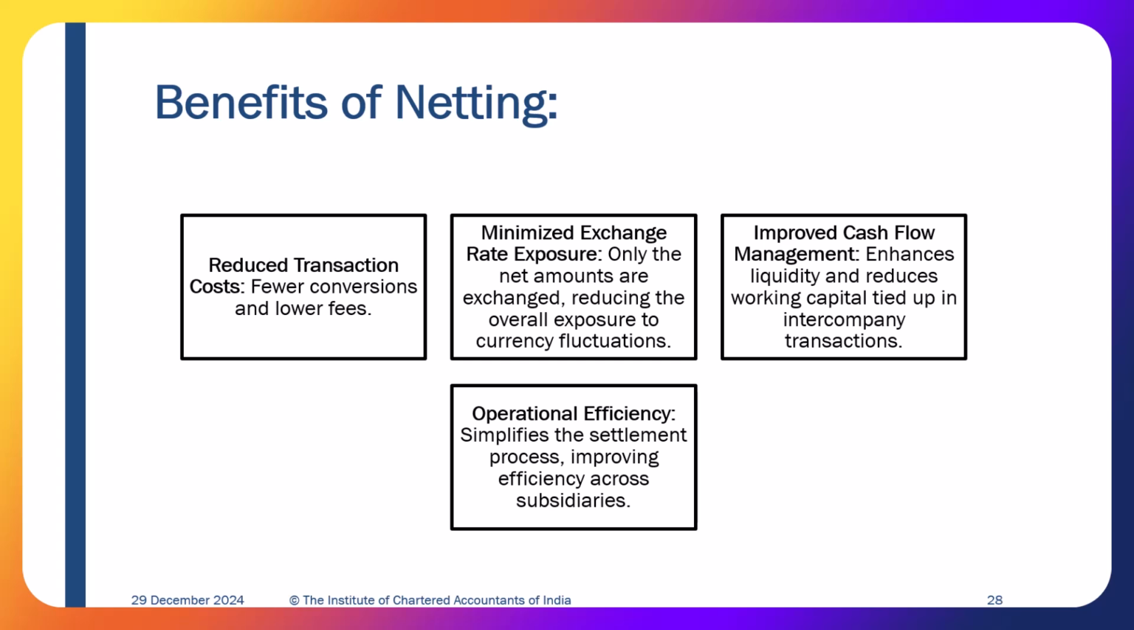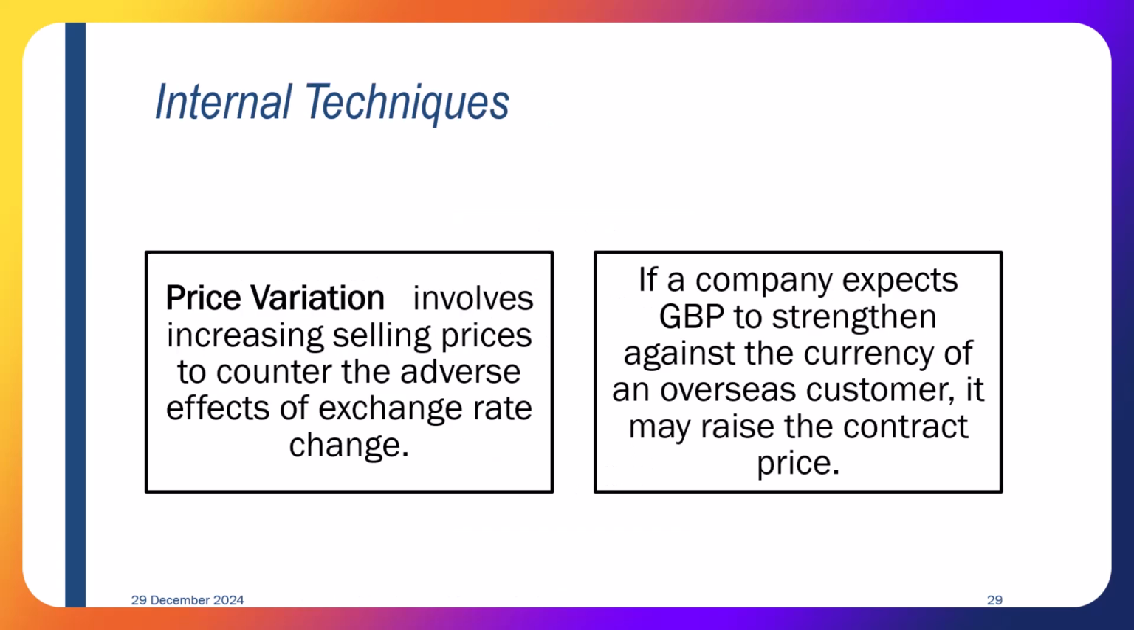Reduce transaction cost, minimize exchange rate exposure, improve cash flow management. That means there is no working capital tied up. आपने जो सिर्फ net कर दिया. Operational efficiency: simplifies the settlement process, improving efficiency across subsidiaries. Okay. Now we come to the last one, which is called the price variation, which is simple. I'm just going to skip that for a moment. आपको वैसे बताता हूँ.